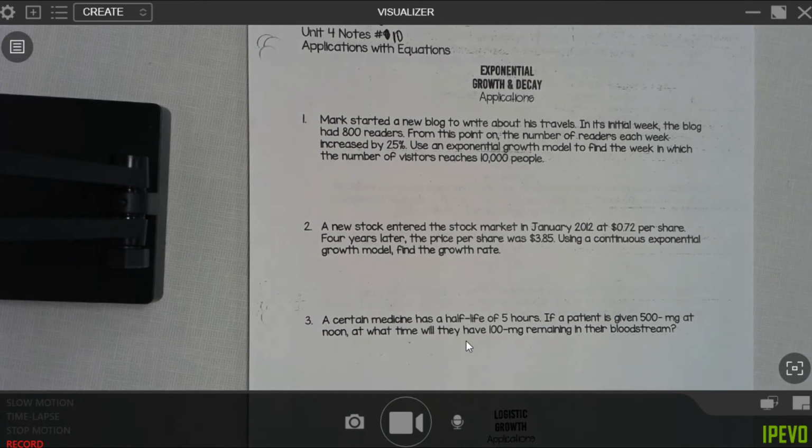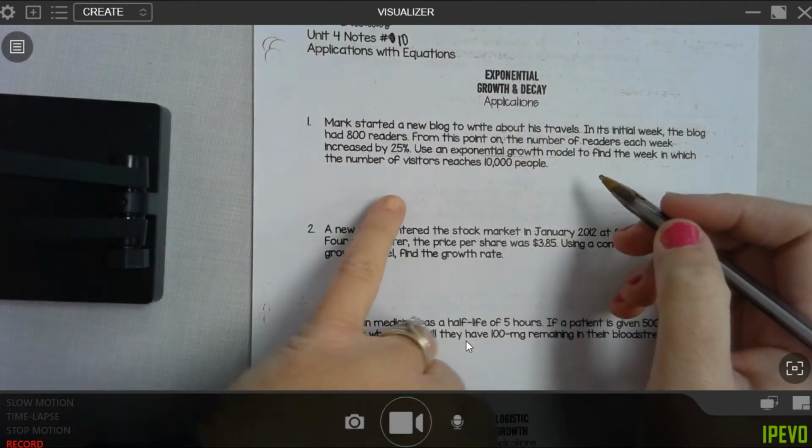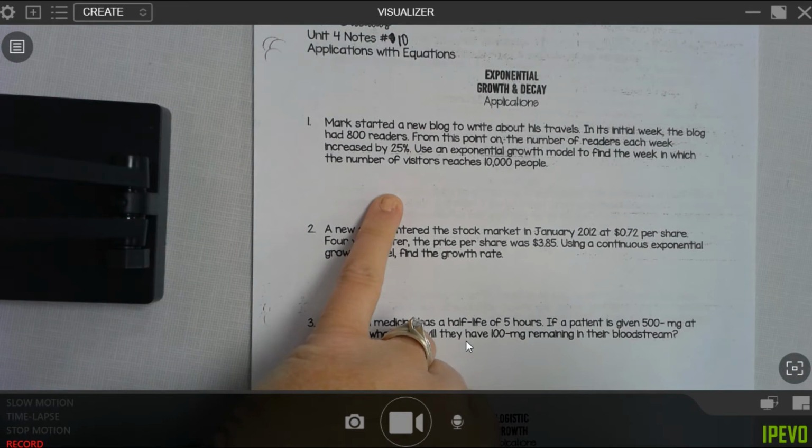All right, so we're now in 4.10, applications of equations. We're going to talk about exponential growth and decay applications. Hopefully you guys remember some of this stuff from algebra. But in this one, we're going to be using a bunch of different equations.